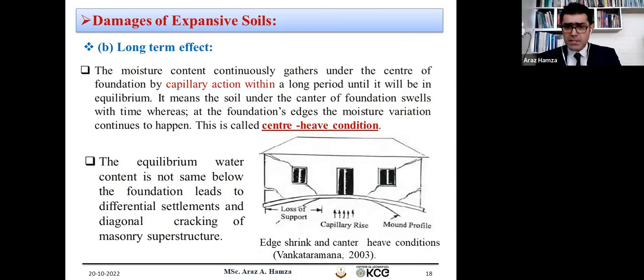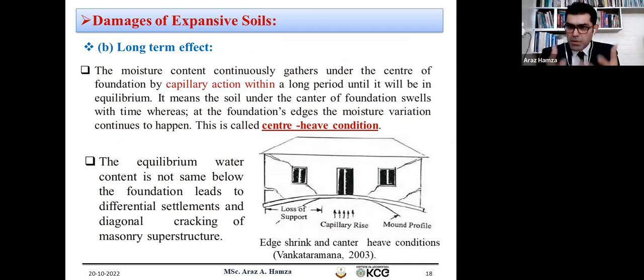What about the long-term effect? The moisture content continuously increases beneath your foundation by what? By capillary action. Why? Because we always have water content variation because of the rain and the other causes that we discussed. It means that by capillary action, the water is drawn to the center of the foundation.